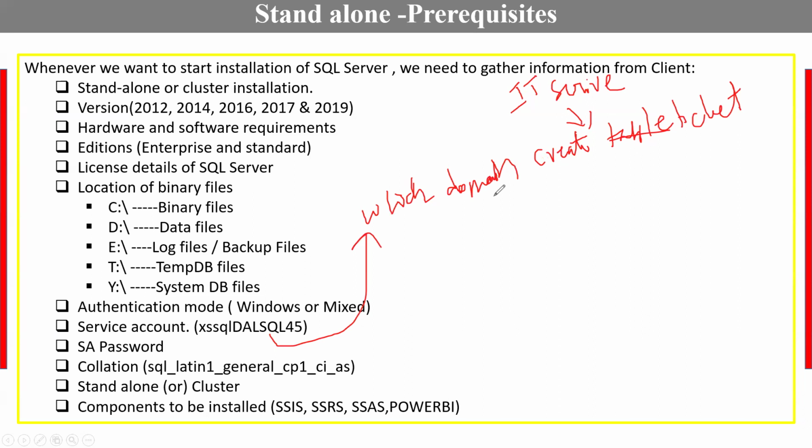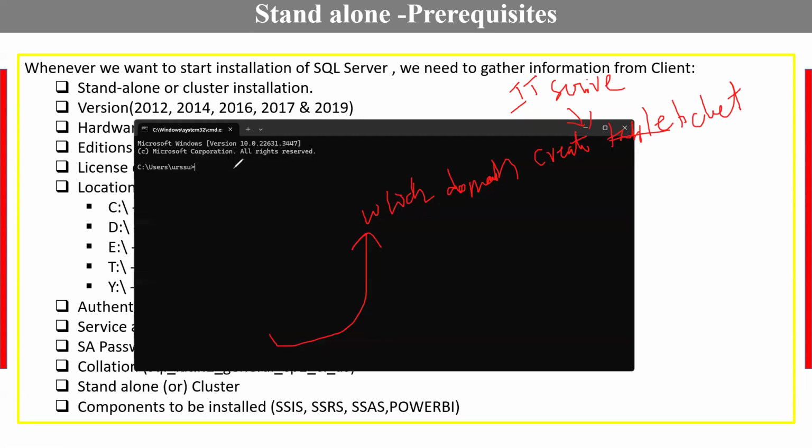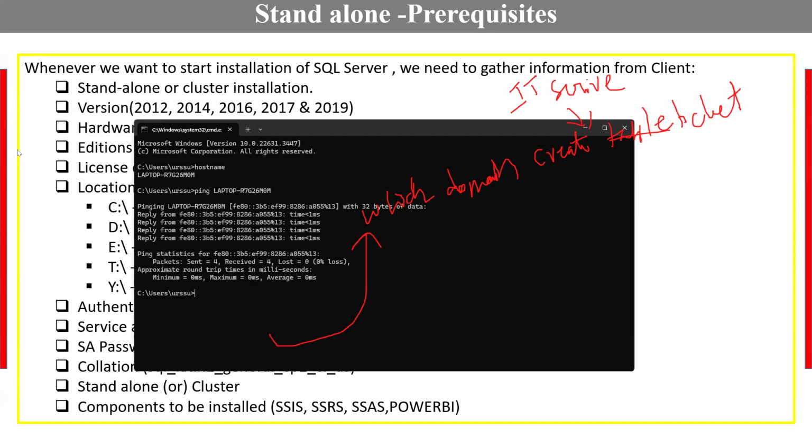Every server will belong to a domain, sir. For example, open CMD, the command prompt. What is my server name? Type hostname, and I will get the server name, right? Let's copy the server name and ping it. If you enter, here you are just getting the server name, sir. But in the real world, you will get server name dot domain name dot com.